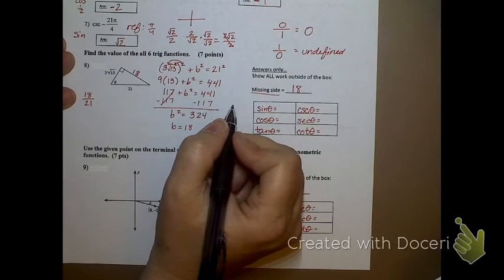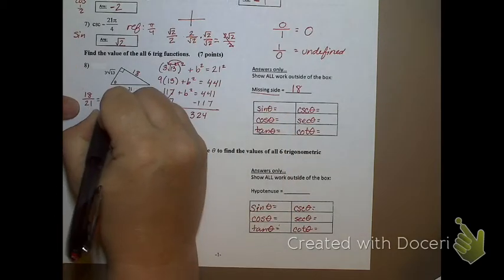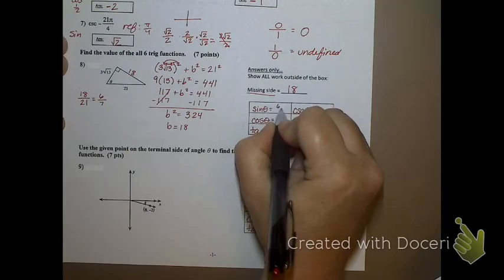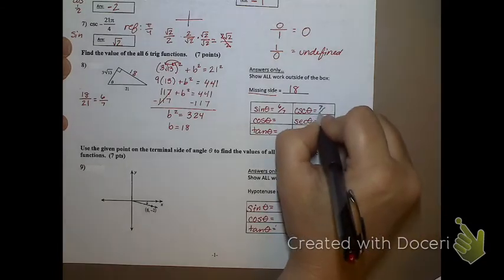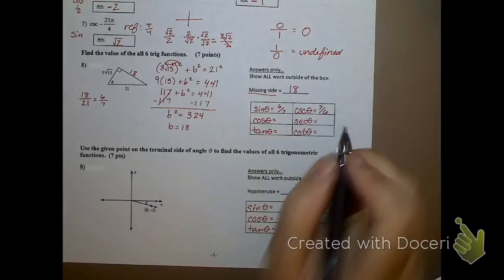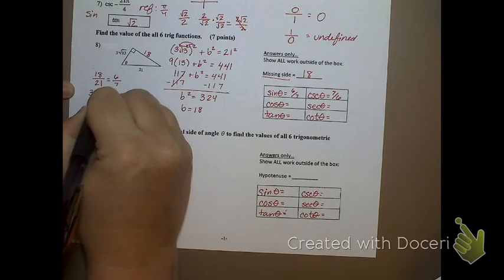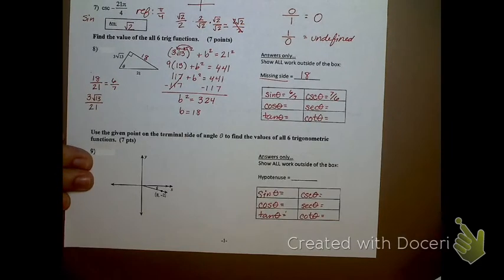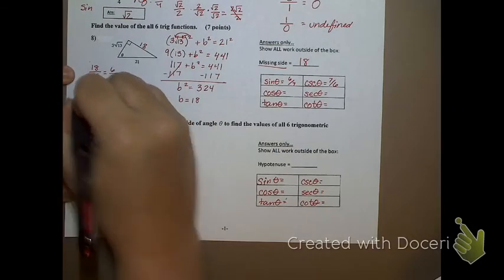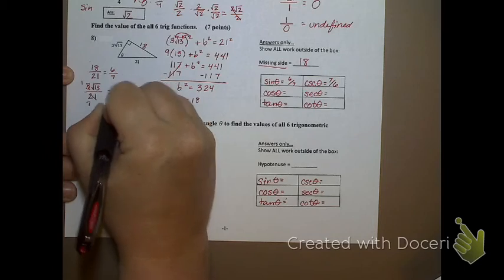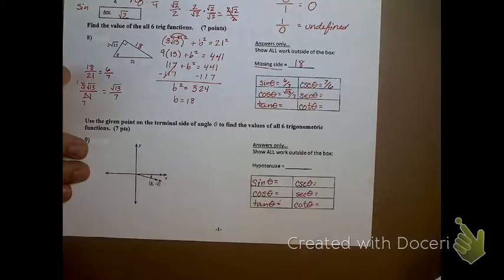Can I reduce that? If I can, I must. 18 divided by 3 is 6. 21 divided by 3 is 7. My sine is 6/7. So what is my cosecant? 7/6. Excuse me. Cosine is adjacent over hypotenuse. Can I reduce that? 3 over 21 becomes 1 over 7. That gives me rad 13 over 7. That's my cosine. Rad 13 over 7.